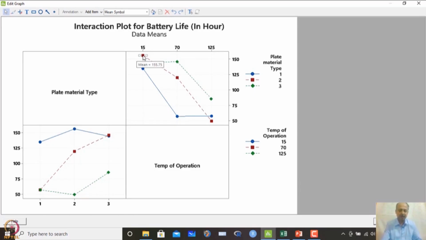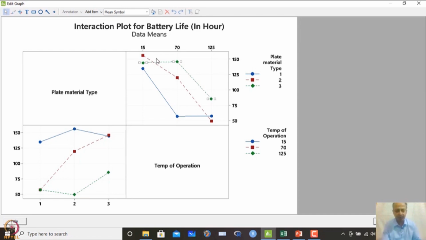So, this gives you the best combination. Nearest to this we have material type 3 and 15 degree, that is also good. So, what we are seeing is that the maximum battery life condition appears when we take a combination at lower temperature, 15 degree, and material type 2 or 3, any of these materials. Okay.